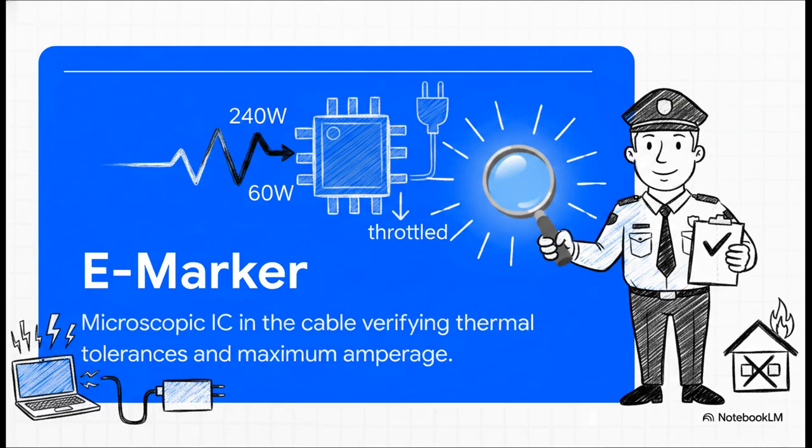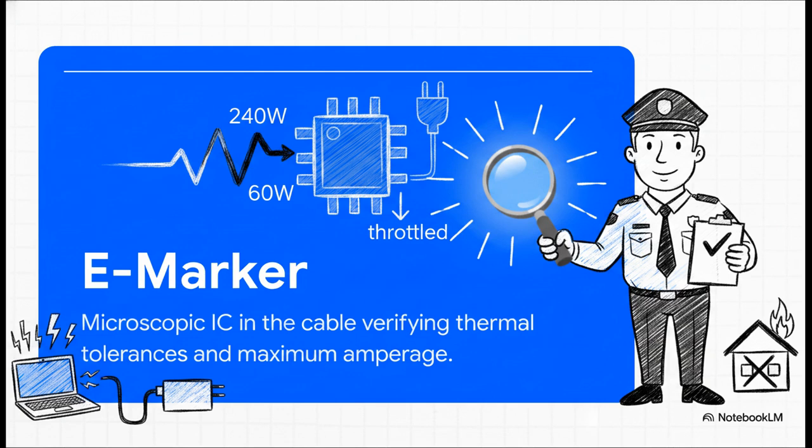So how exactly do we keep those 240 watts from burning our houses down? Enter the hero of our story, the e-marker. Any cable designed to carry more than 60 watts absolutely must have this microscopic integrated circuit embedded right inside the plug housing itself. I like to think of the e-marker as an unbribable, heavy-duty nightclub bouncer for your electrons.